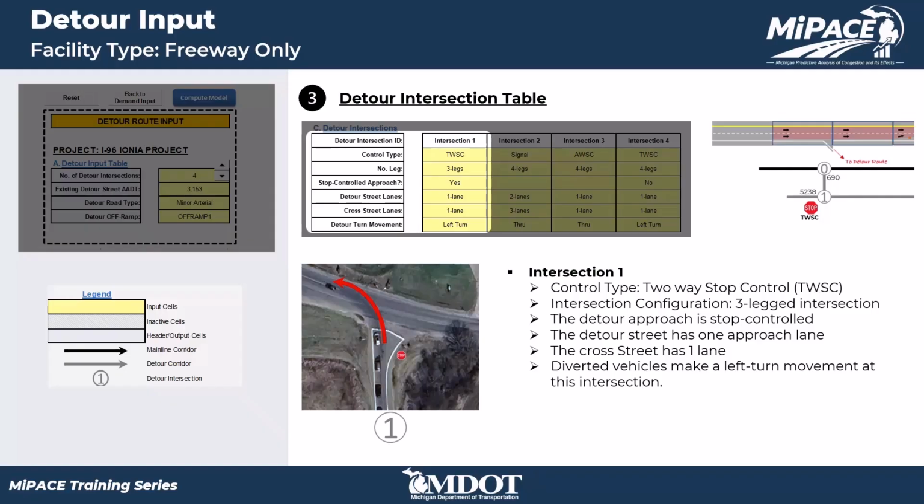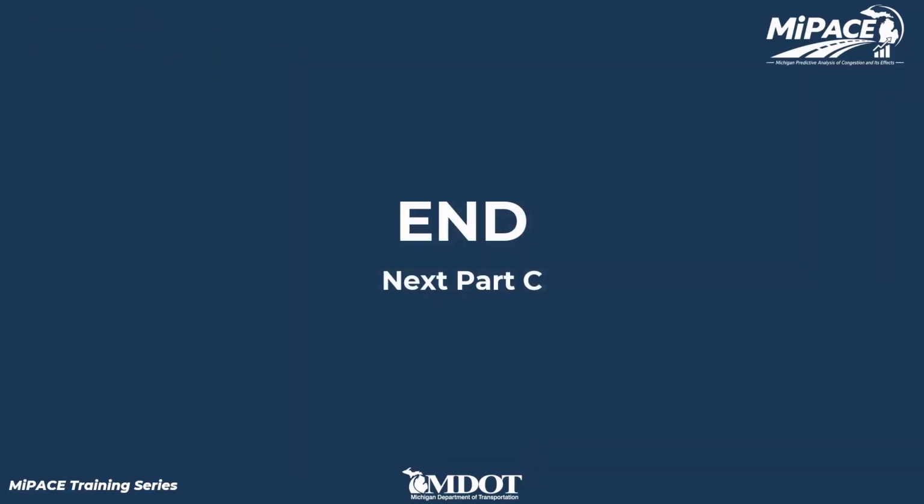Once the detour route inputs have been reviewed, the model can be computed. This completes the training part covering the global input, geometric input, demand input, and detour input. Part C will focus on the results and output. Thank you.